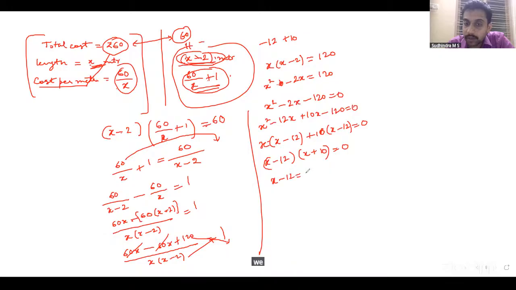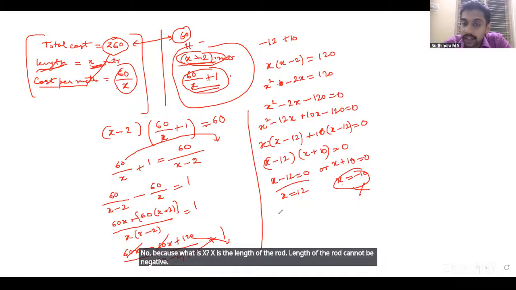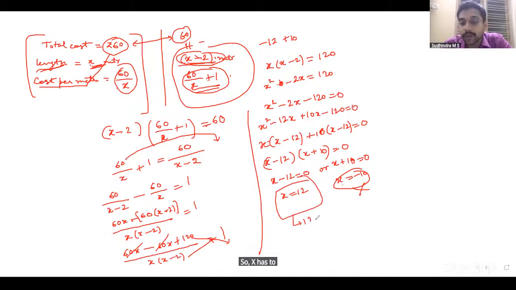We get X minus 12 equals 0 or X plus 10 equals 0. X is equal to 12, X is equal to minus 10. Pranav, can we have X as minus 10? No, because what is X? X is the length of the rod. Length of the rod cannot be negative. So X has to be 12. So 12 meters is the answer.